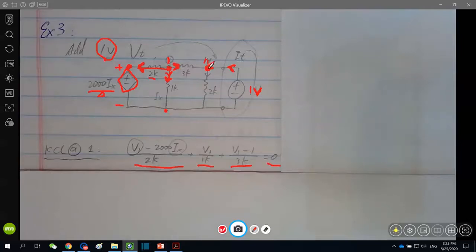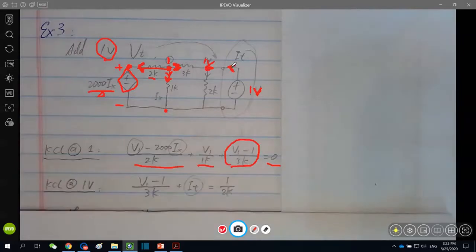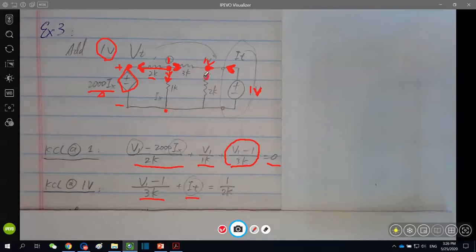And then KCL at node 2 here, or say KCL at 1 volt here. We have these currents already defined in the previous equation going into the node, plus another current going into the node, which is nothing but IT itself, equals the current leaving it, equals 1 volt minus the ground 0 divided by 2 kilo. KCL at node 1 volt. And you can count, we have V1, Ix, IT, 3 unknowns and 2 equations. So we have to come up with another equation to solve them all.